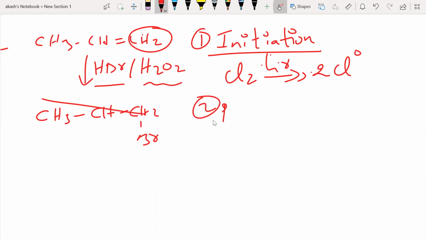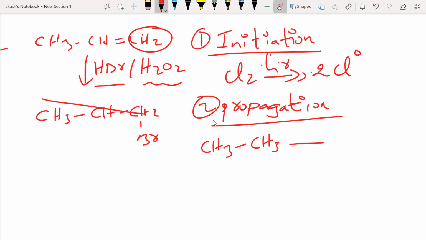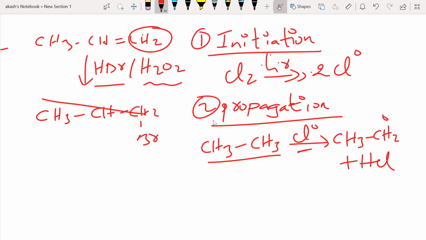The second step is what is called the chain propagation step. In the chain propagation step, when I have this CH3CH3 in the presence of a chlorine radical, I'm going to produce an alkyl radical. Obviously you would have abstracted an H dot from this, and that is going to combine with Cl dot to produce HCl, and this is going to keep on happening. More and more radicals will keep on being produced.